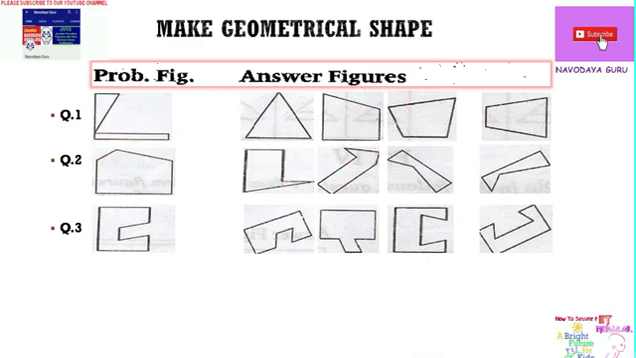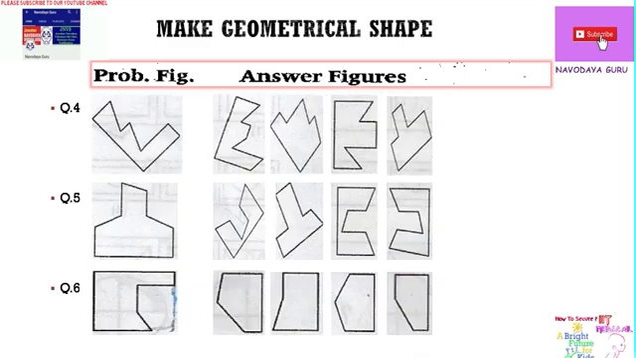Let's go to question number 3. In question number 3, there is an incomplete rectangle. So we have to draw the border. We have drawn the border, so let's check the answer. Directly we can see that option 2 is the correct answer because it is matching.